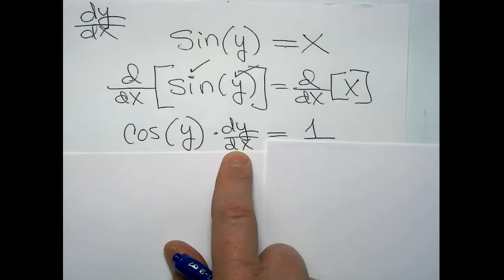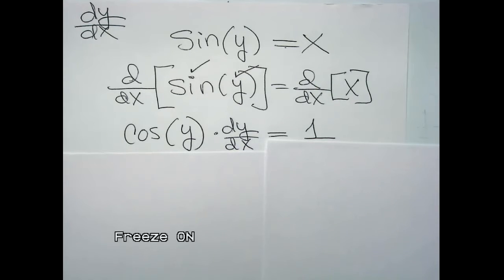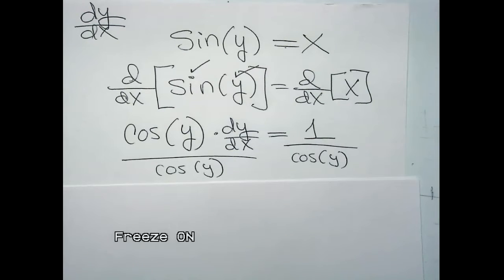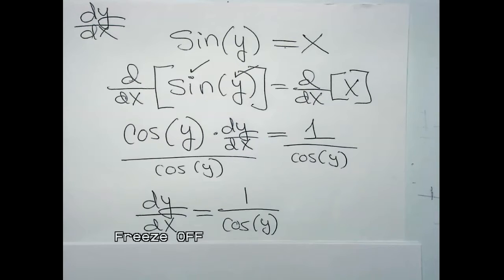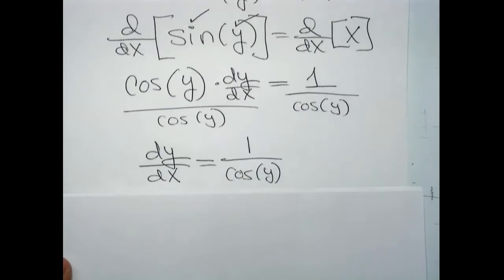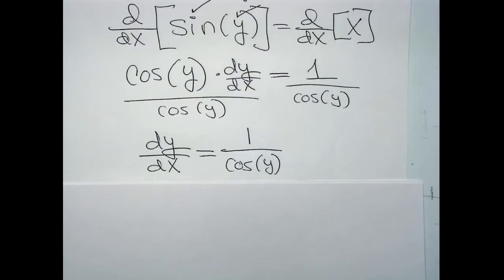Well, this is the prize here. We need to solve for it. dy/dx is actually what I'm most interested in, so let's get rid of that cosine and divide both sides by cosine. So I think we have found our result. Our result is that dy/dx is 1 over the cosine of y. Now, I want to talk to you about what I don't like about that result.